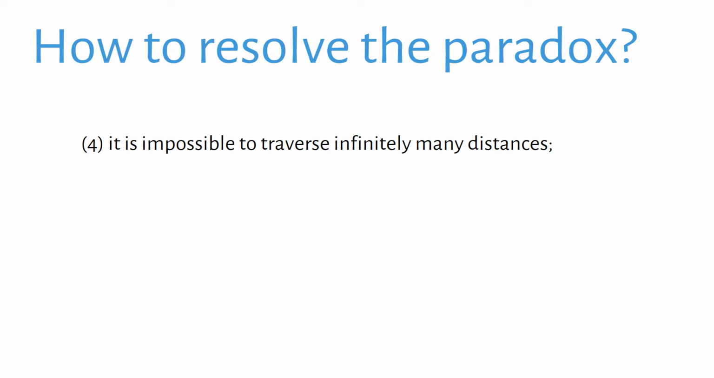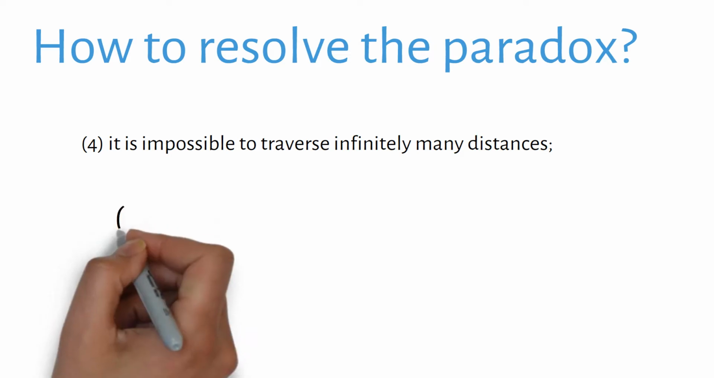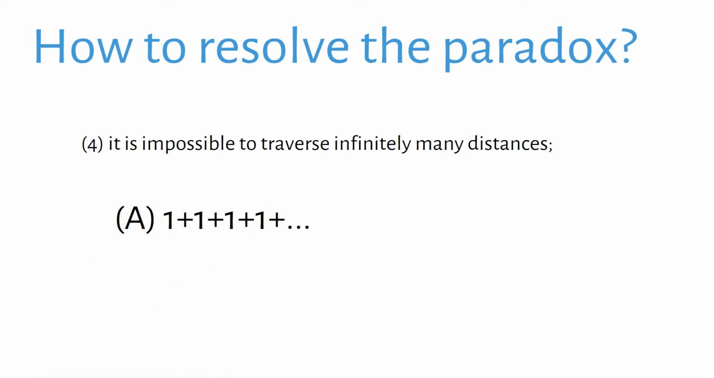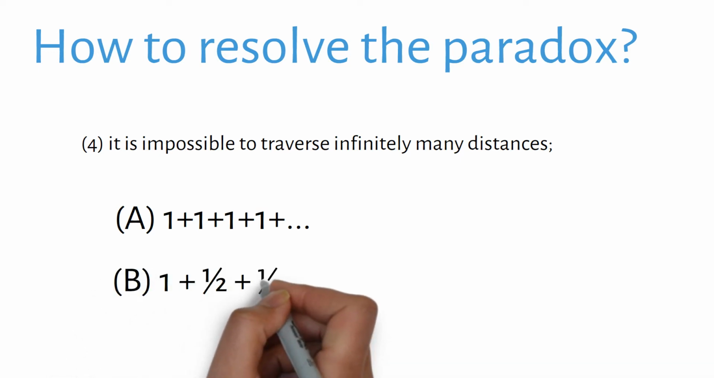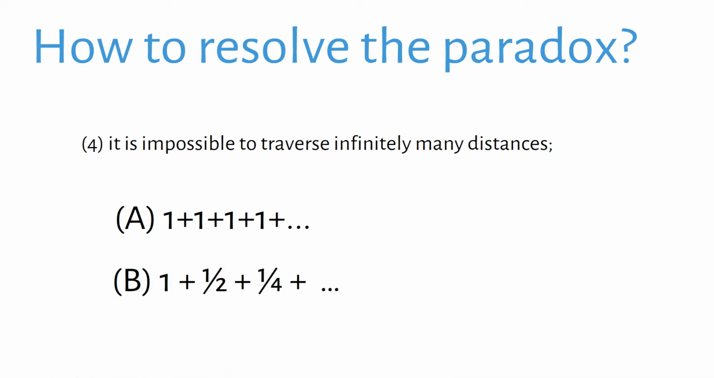Let me explain by distinguishing between 2 different kinds of infinite series or sequences. Series A is 1 plus 1 plus 1 plus 1, and so on. This infinite series has infinitely many members, and insofar as we can speak of its sum, we would say that it is infinite. Series B is 1 plus a half plus a quarter plus an eighth plus a 16th, and so on. This infinite series has infinitely many members, but it does have a sum, namely a sum of 2.